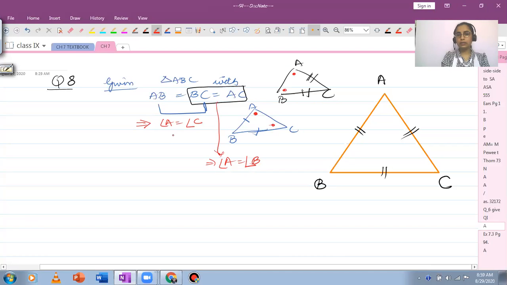Now, if you combine the two results, this one and this one, combined together gives you A equals B equals C. And then you can assume that each of these is X in measure. Is this part clear? Because after this, you are just going to apply angle sum property. You cannot just directly say that three sides are equal, so three angles will be equal.